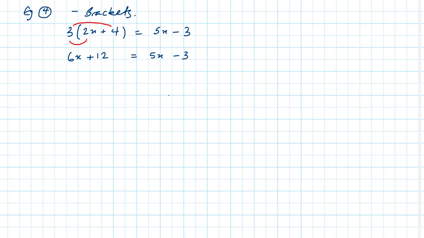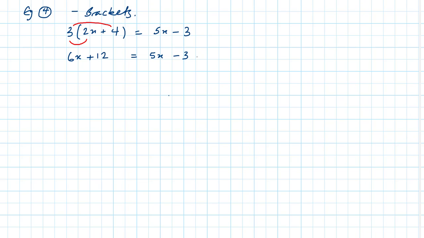So now we're going to introduce brackets into our four-term equations. So just like before, here's an expression. We've got one bracket on the left-hand side. So the trick is we're going to expand the bracket out just like we've done previously. So 3 lots of 2x is 6x, 3 lots of 4 is 12. That equals 5x minus 3.